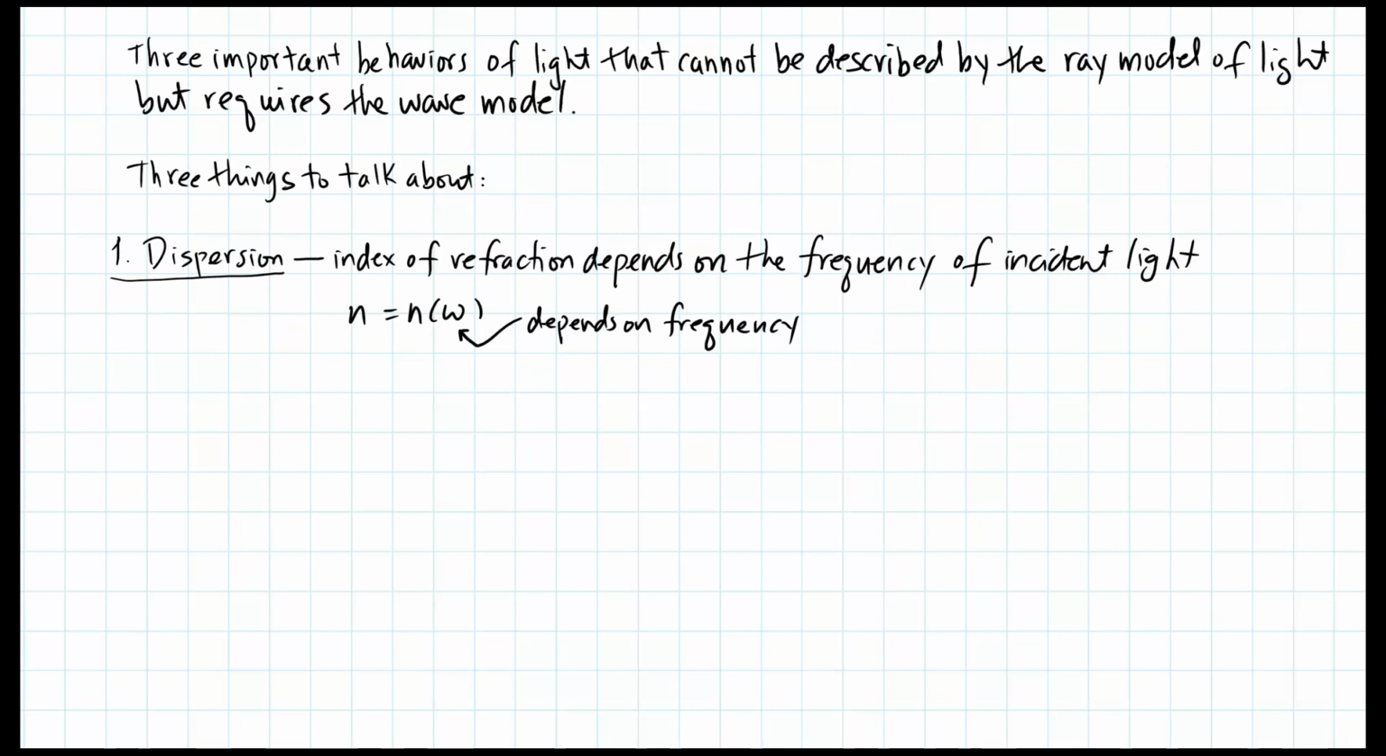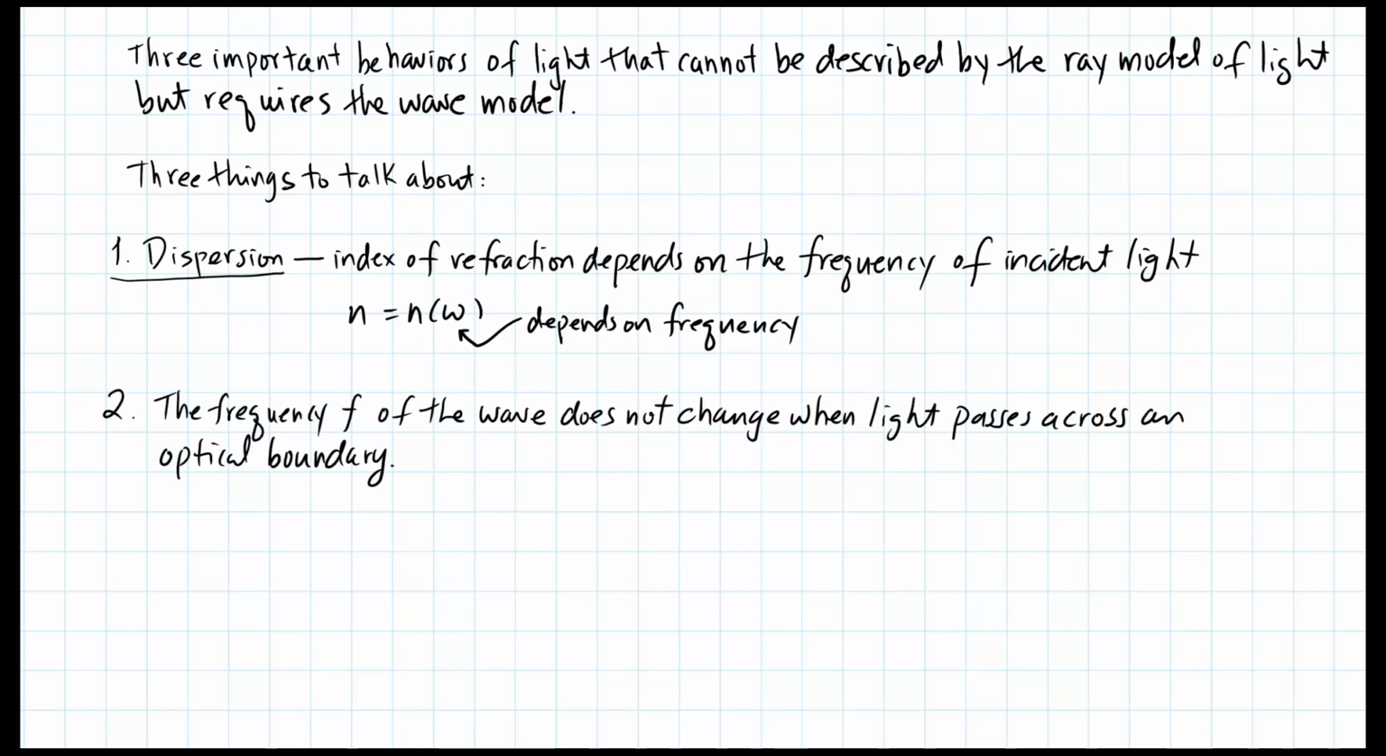The second thing that I want to talk about is the frequency and the wavelength of light. The frequency f of a wave does not change when light passes across an optical boundary. What this means is that the number of wave cycles arriving per unit time must equal the number of waves leaving per unit time. This statement is actually a statement of conservation of energy, saying that waves cannot be created or destroyed at the boundary surface.